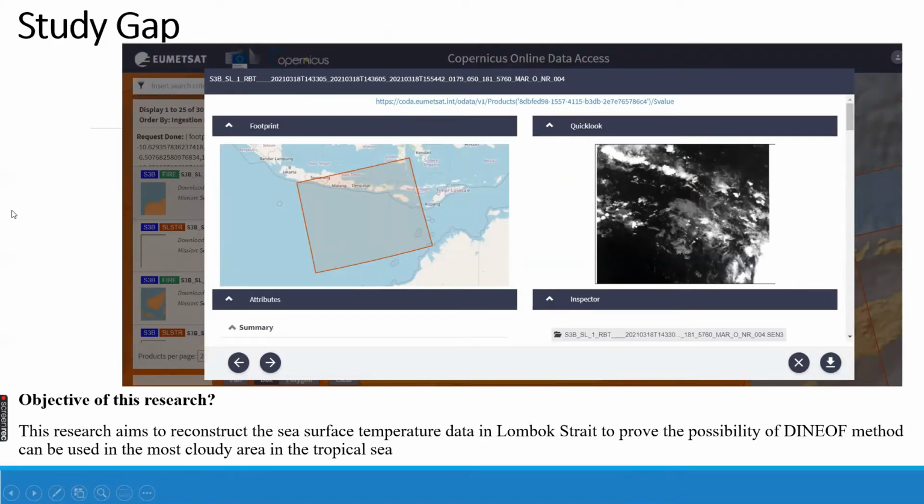We are doing this research over the Lombok because we see that there are still few studies in the tropical area, where the tropical area tends to have a lot of cloud and sun glint. Therefore, our objective of this research is to reconstruct the sea surface temperature data in the Lombok Strait to prove the possibility of the DINEOF method being used in the most cloudy area in the tropical sea.